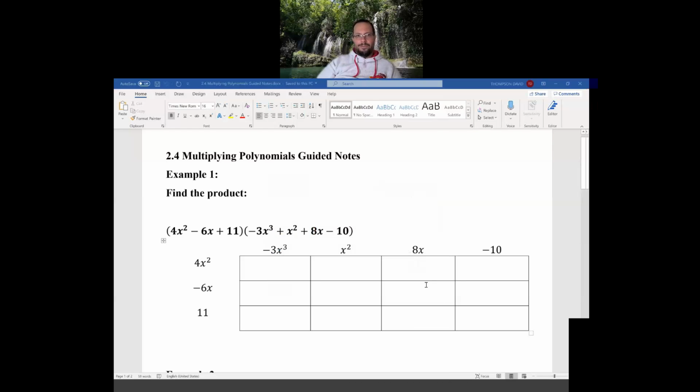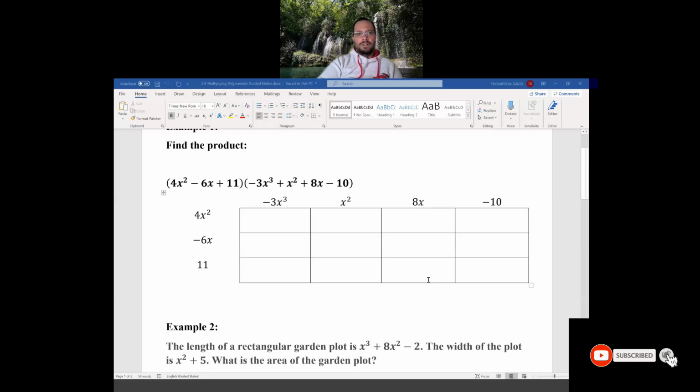In this video, we'll talk about multiplying polynomials. We're going to multiply higher power polynomials and polynomials with more terms. So first, let's do an example. We have 4x squared minus 6x plus 11 times negative 3x to the third power plus x squared plus 6x plus 8x minus 10. So first, it's like a big Punnett square, so just multiply.